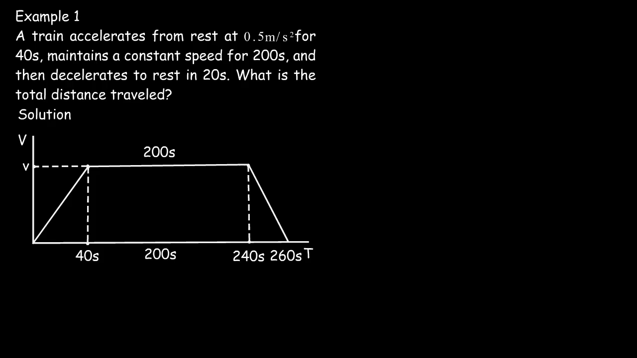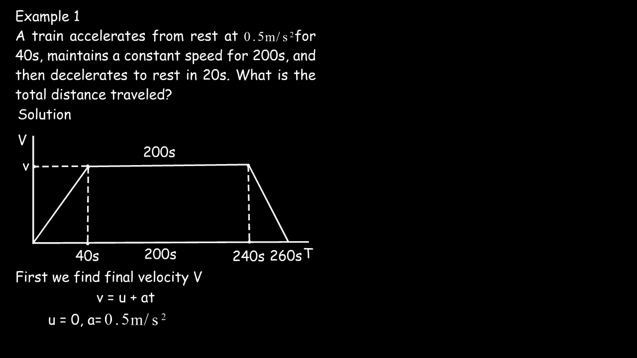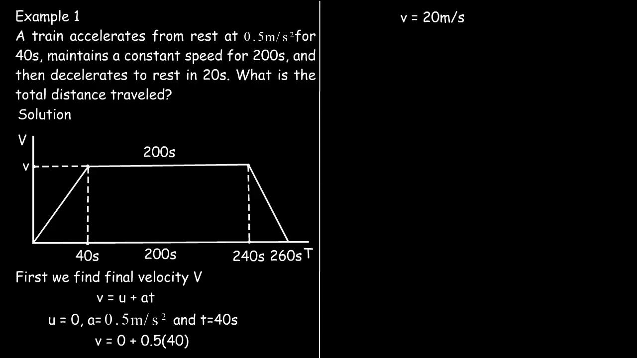Now for our solving, first we find the final velocity V, because we were not given the final velocity for the initial part of the motion. V is equal to U plus AT for our equation of motion, and we know our U is 0 because we are starting from rest. A is equal to 0.5 meter per second square, and the T for the first part of the journey is 40 seconds. So substituting this, V will be equal to 0 plus 0.5 multiplying 40, which will make V equal to 20 meter per second. Now we've gotten the value for V.